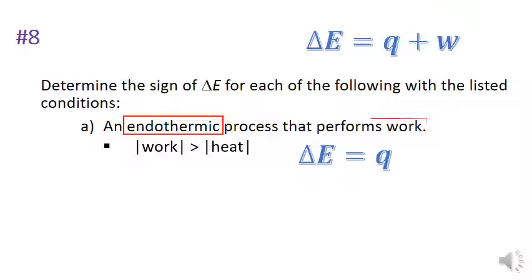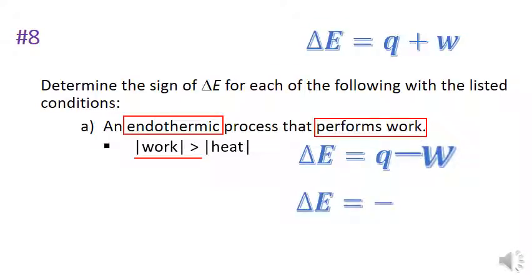This system performs work. That means to do work, the internal energy of the system must decrease. So the sign of work W is negative. But we have a statement that said the work energy is greater than that of the heat. So the value of W will be larger than that of Q, which means your overall sign is negative.